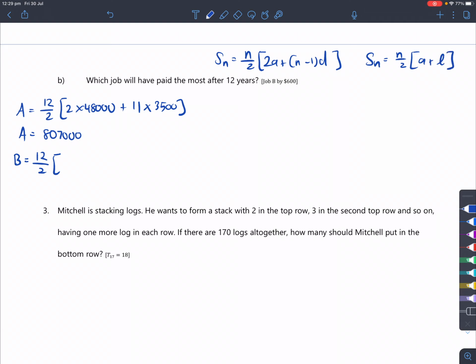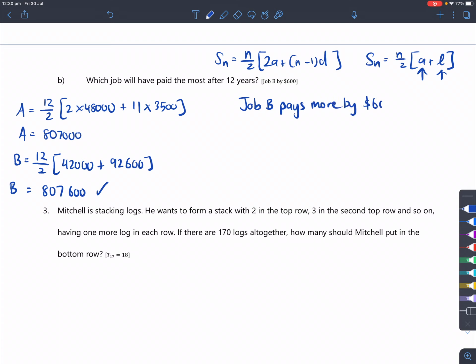And that is because we're using this formula. So we've got the first term, we've got the last term, which is the 12th term. So we'll get A, which is 42,000. But we're adding that with the 12 years income, which is 92,600. And altogether, that gives us 807,600. So which job pays more? It will be job B. Pays more by $600, evidently.